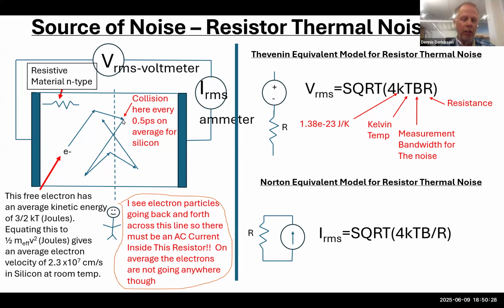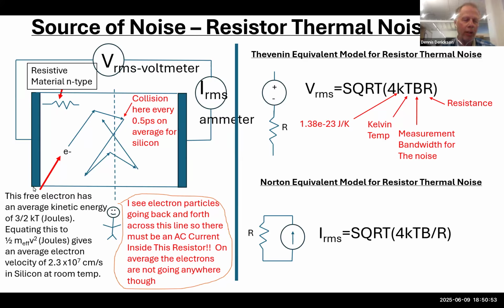Now, here I show that this collision happens right here, where the electron will collide with the lattice, and the average time between these collisions in silicon is about every 0.5 picoseconds. It will travel for a while, and then it will collide with the lattice. A new electron will be generated. It will go for a while, colliding another half picosecond later on average. And so how fast are these electrons traveling?